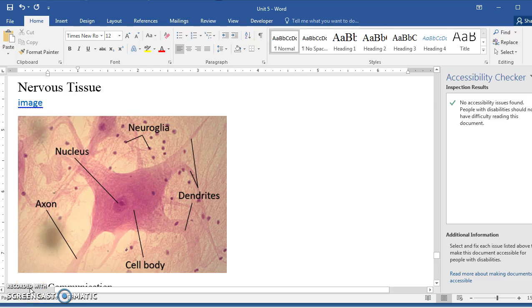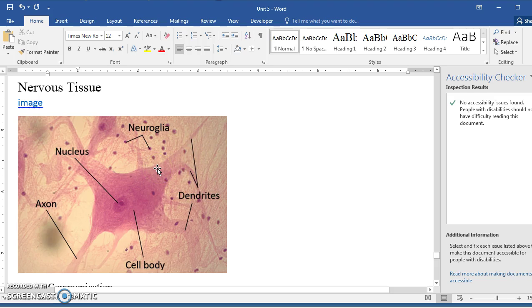This is Unit 5.5, talking about nervous tissue. I have an image of a neuron in outline here, and you can see the neuron has a main body to it, and there's a nucleus, there's the axon and dendrites.